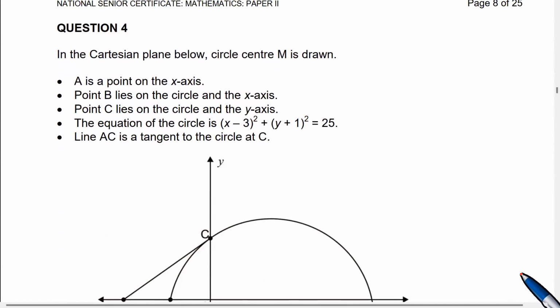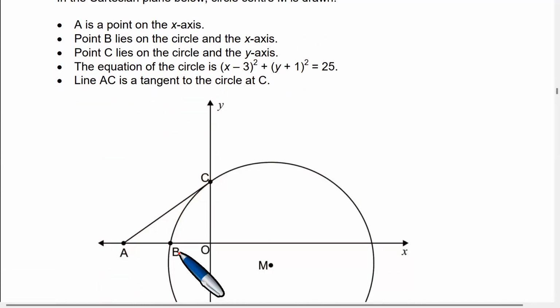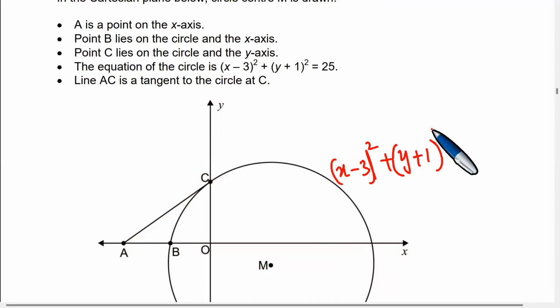Okay, now we're looking at the Cartesian plane. In the Cartesian plane below, a circle with center M is drawn. A is a point on the x-axis. B lies on the circle and the x-axis. Point C lies on the circle and the y-axis. The equation of the circle is x minus 3 squared plus y plus 1 squared is 25. Line AC is a tangent to the circle at C.